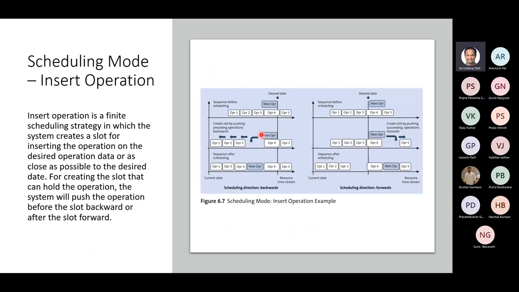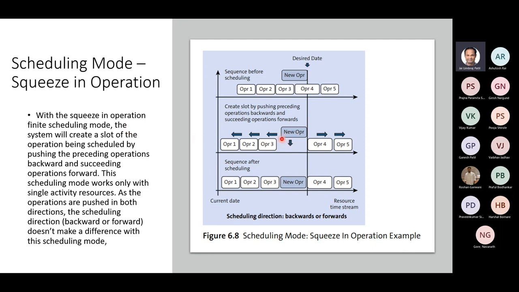The difference is that in the insert operation, the new operation was moving itself as well. So the start and end date of the new operation is changing. It's flexible in that way. Operation 4 remained there, so it did not change 4 and 5. It changed itself and some of the other ones. But in this case, it is moving everybody except itself.